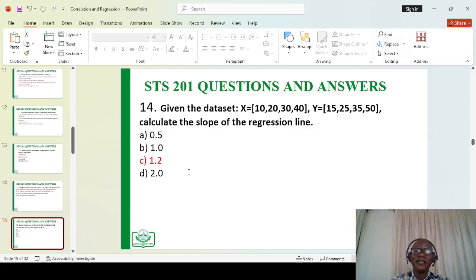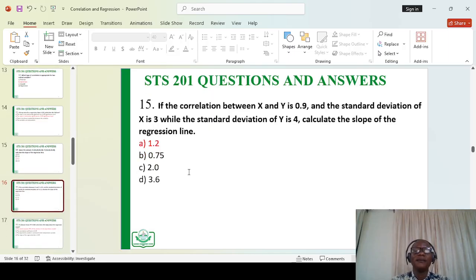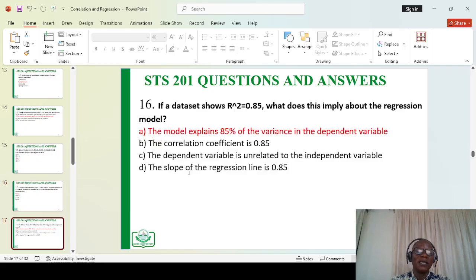Given the data set x: 10, 20, and 40, and y also has values, calculate the slope of the regression line. That's the formula for slope that we gave you in class. So determine the parameters and substitute. It gives you 1.2. So C will be the correct answer. If the correlation between x and y is equal to 0.9 and the standard deviation of x is 3, while the standard deviation of y is 4, calculate the slope of the regression line. Write the formula for the slope, then put in the parameters, and you get your result equal to 1.2, which means A is the correct answer.